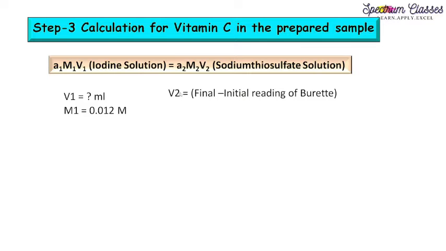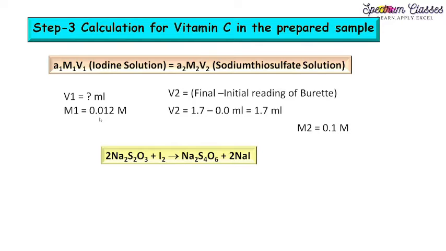Now coming to the volume V2 for sodium thiosulfate. This is taken from the burette, which is equal to the difference between the final reading and the initial reading, right? The final reading is 1.7 and the initial reading is 0. So we get 1.7 ml of sodium thiosulfate solution, and its molarity is M by 10.